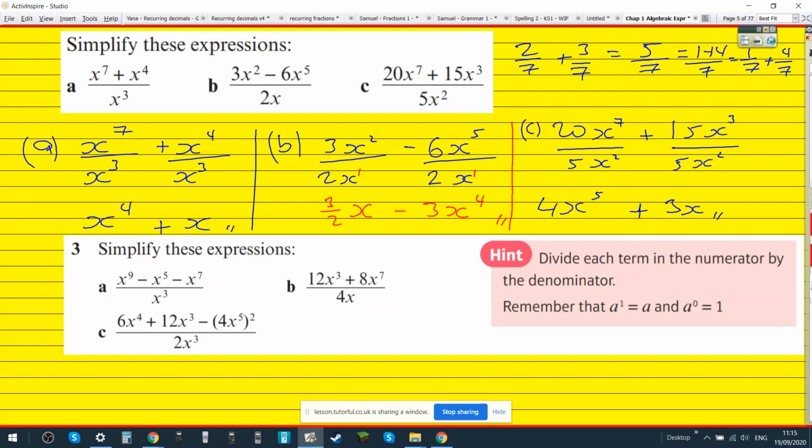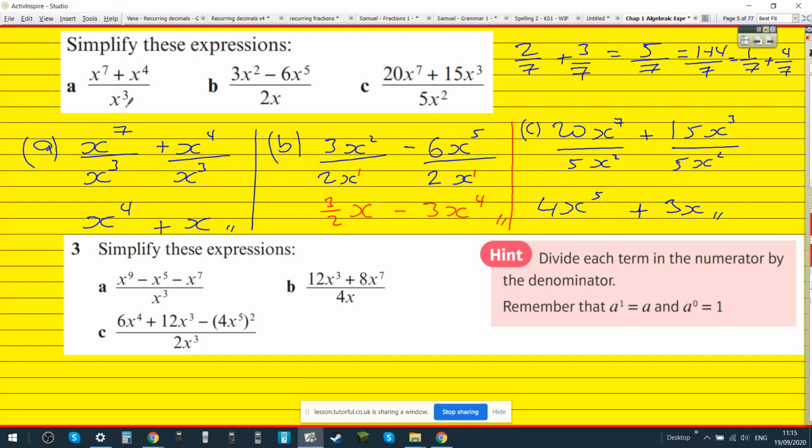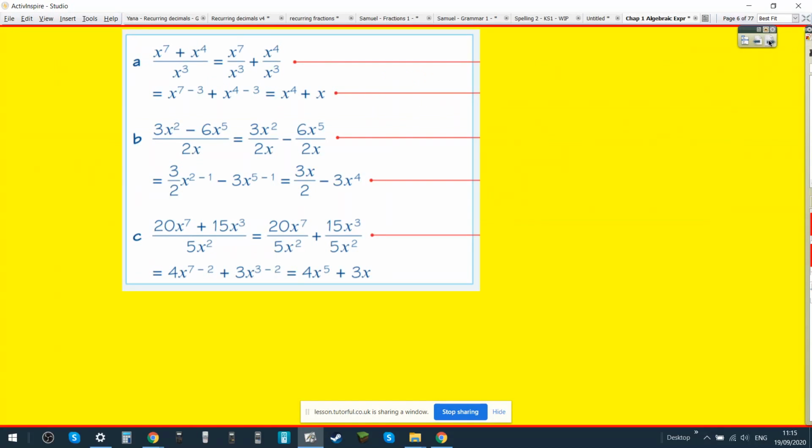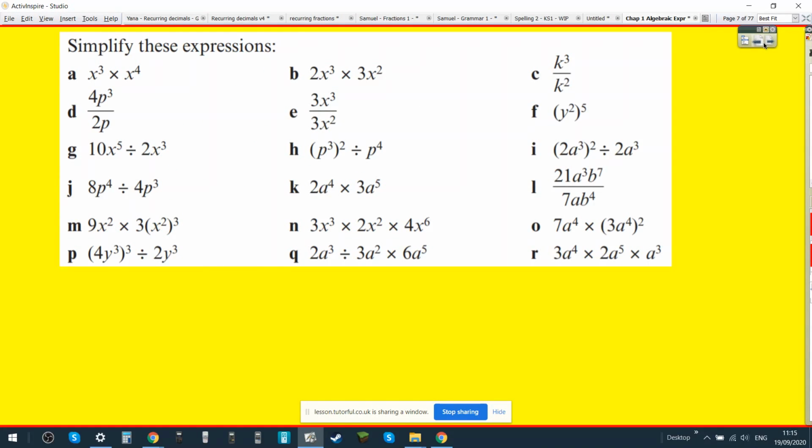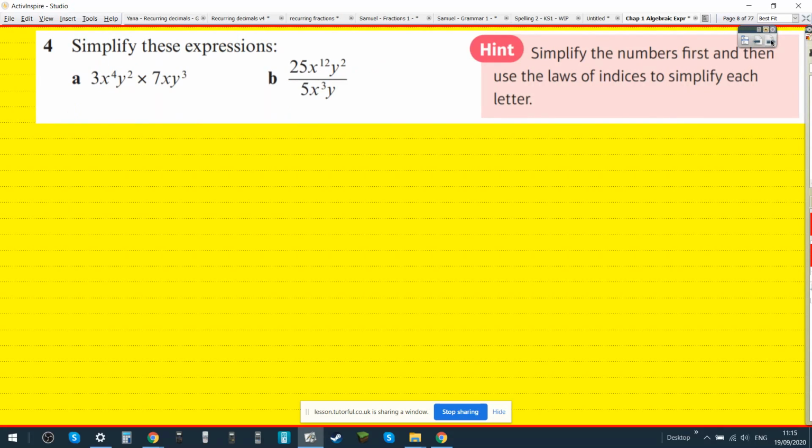No. Okay, so this is a kind of tricky thing to notice, but if it's got one thing on the bottom, you can split them up, and you could do it if there were 3 different terms on the top, 4, whatever. So these are just practice, so I'll leave those. All right, we'll do these then. How about this?